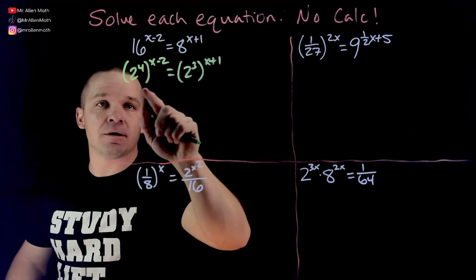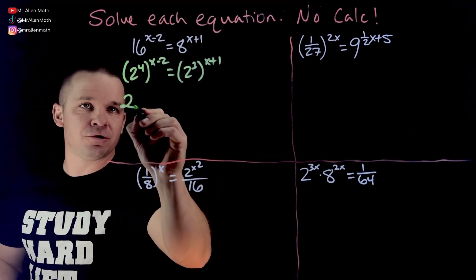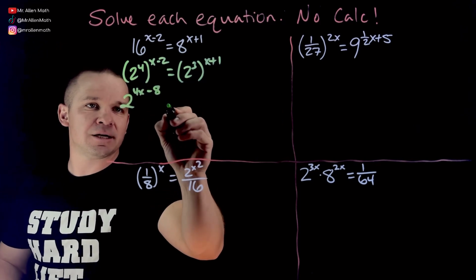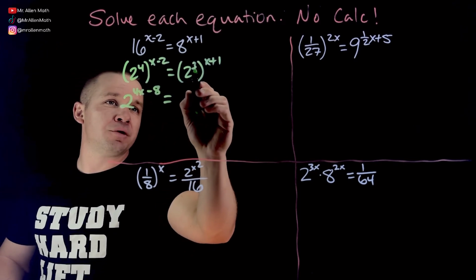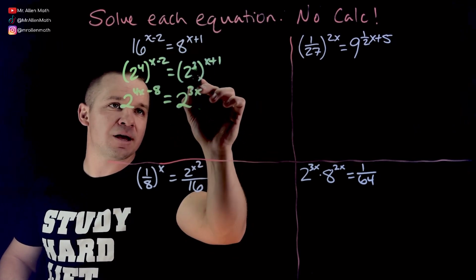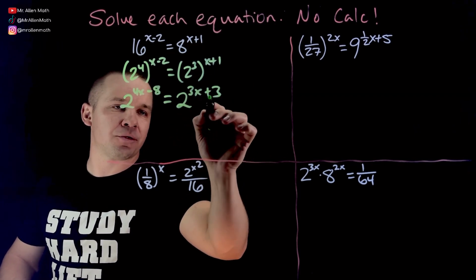It's power to a power. So 4 times x, we'll have 2 to the 4x. And then 4 times negative 2 is minus 8 equals, and then we have 2 to the third to the x plus 1, so 3 times x, so 2 to the 3x. 3 times 1 is plus 3.